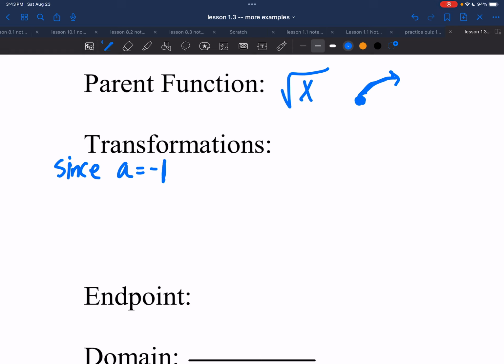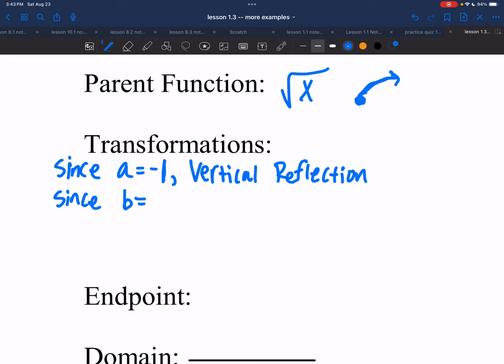The fact that it's negative, if you look at that one pager of transformations, this would tell us that this is a vertical reflection for the a value, yeah? Look at the one pager again and look at the b value. It says if b equals 4, this is going to be classified as a horizontal compression. That's what that transformation does.